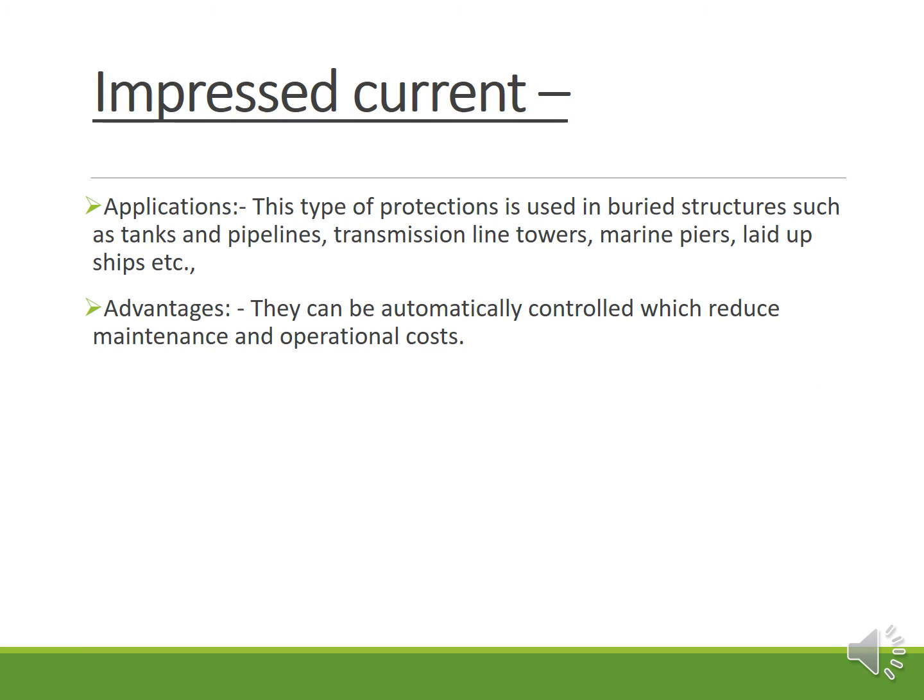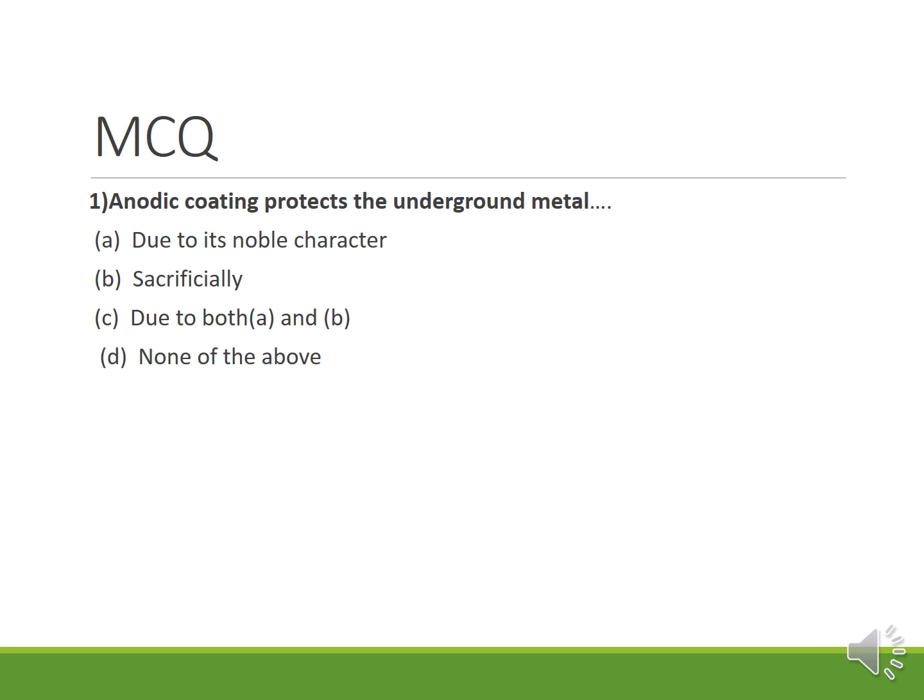This type of protection is used in buried structures such as tanks, pipelines, transmission line towers, marine piers and ships. Advantages: they can be automatically controlled, which reduces the maintenance and operational costs. As the corrosion decreases, the operational and maintenance cost of the pipeline automatically decreases.